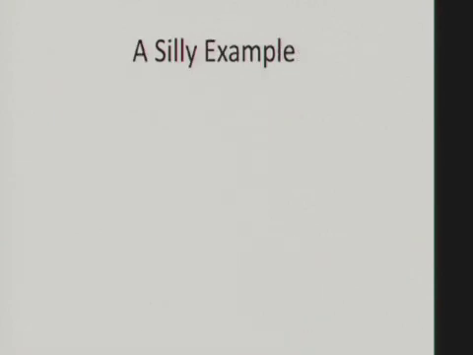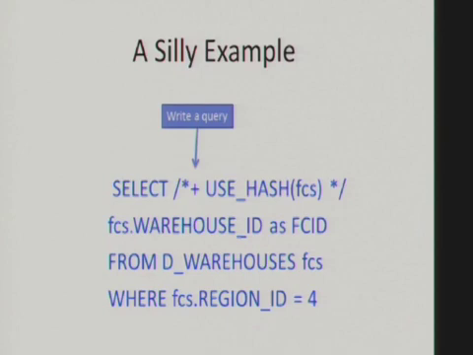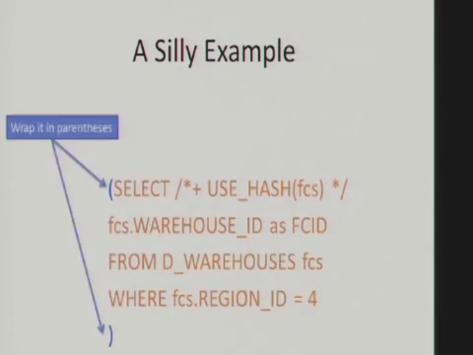So we'll start with just a really silly example. It's not really a logical business case, but hopefully it helps get the idea of the structure of using a subquery. We'll start with a query that's totally valid. We're selecting the warehouse ID and calling it FCID from the D warehouses table, and only where the region ID equals 4. So we're going to then wrap that in parentheses.